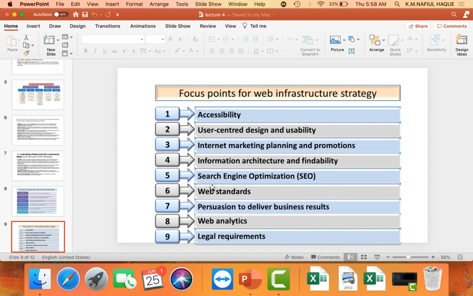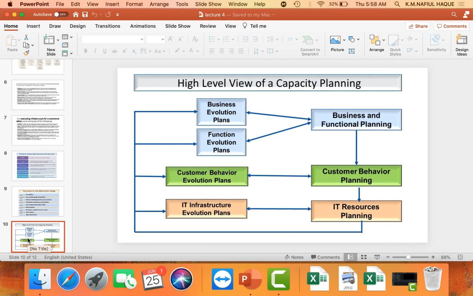This technology is widely used at this moment. Google is providing different services, Google AdWords and Google. There are plenty of services regarding search engine optimization. Then web standards, persuasion to deliver business results, web analytics, and legal requirements. It depends on the business needs. Again, it depends on the regulations and constantly figuring out who the next customers are, and so on and so forth.